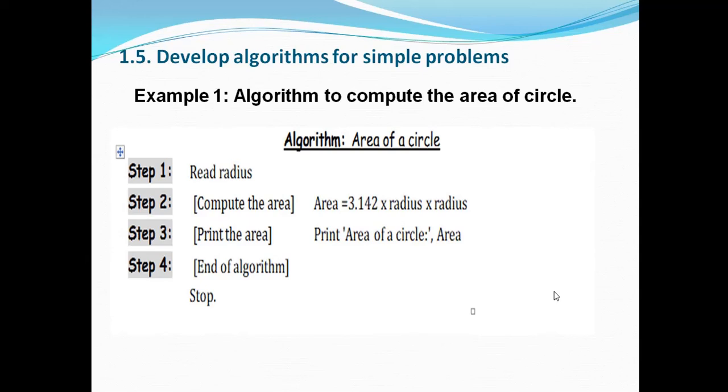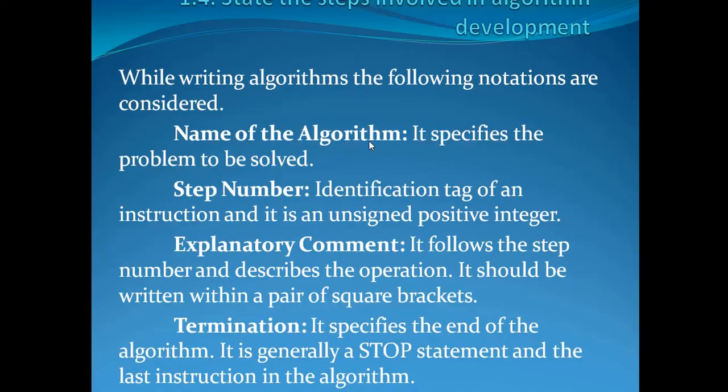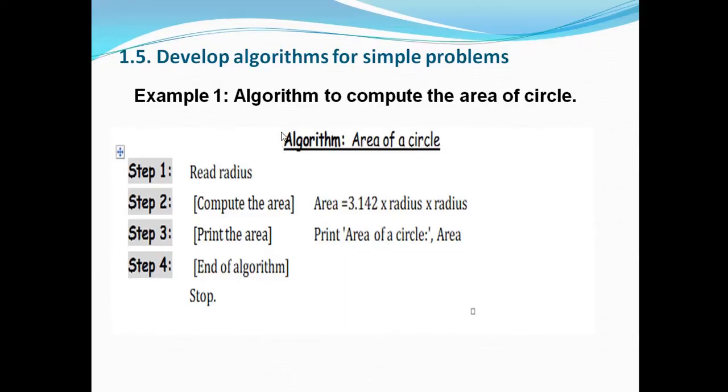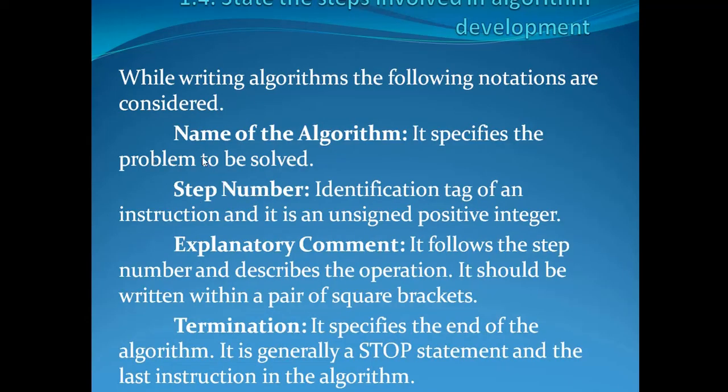Let us take one example here. Algorithm to compute the area of a circle. So here this is the first notation, the name of the algorithm. And these are the steps: step 1, step 2, step 3, step 4. These are unsigned integers. We call them the step numbers.